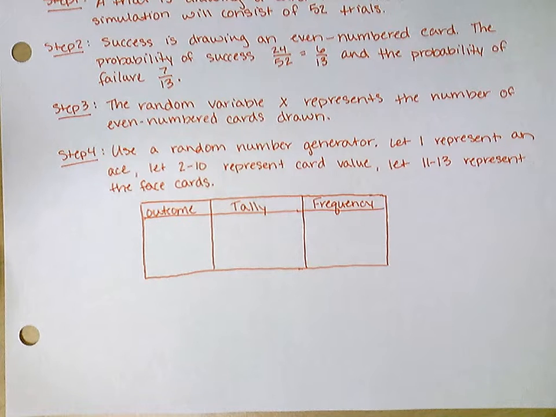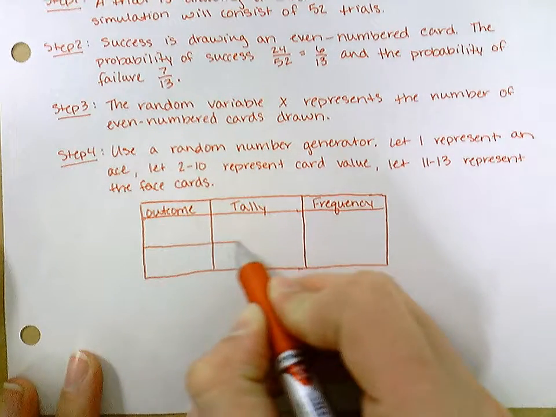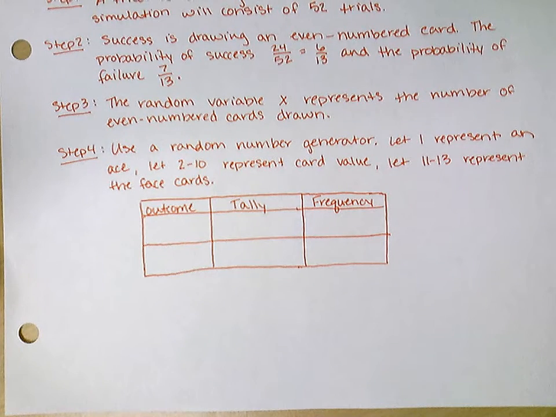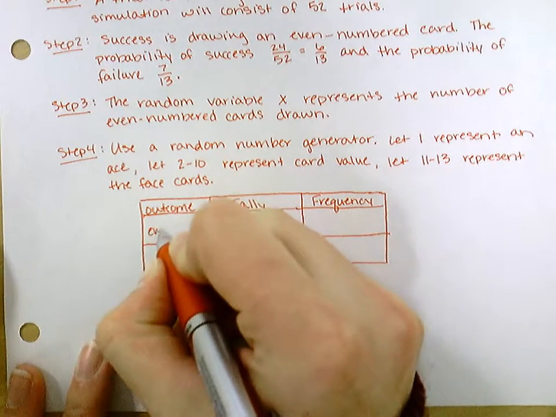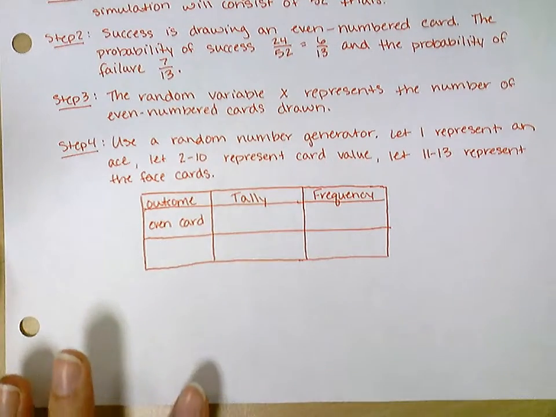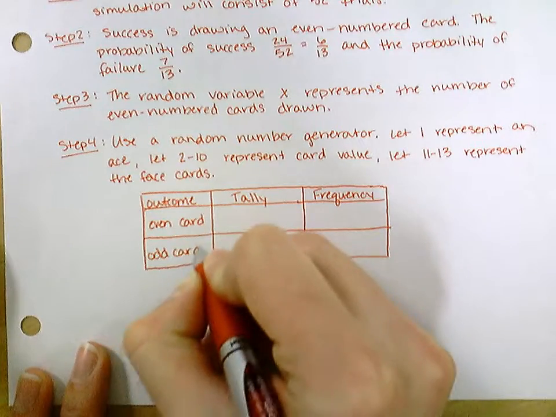All right, so I have 2 different outcomes, my success and my failure. What is my success? 6 over 13. That's the probability, right? But what is a success? It's an even numbered card. So I need an even card. And then my failure is an odd card. Okay, so those are my 2 outcomes.